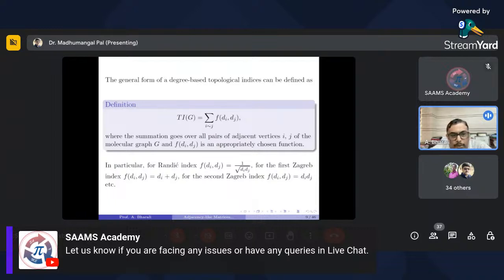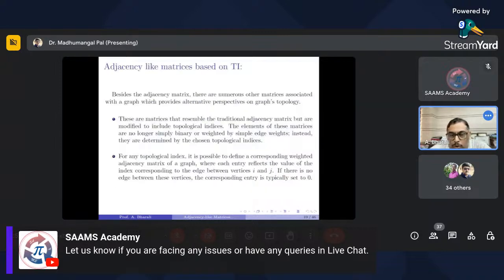So based on these indices, the general form can be the sum over i adjacent to j of f(di, dj), where f(di, dj) is a function of the degrees. Now this function can be incorporated in the weighted adjacency matrix. The idea is very simple. For example, for the Randic index, f(di, dj) is 1 by square root of di dj. For the first Zagreb index, f(di, dj) is di plus dj. For the second Zagreb index, f(di, dj) is di dj. Corresponding to this, we can define the matrices.